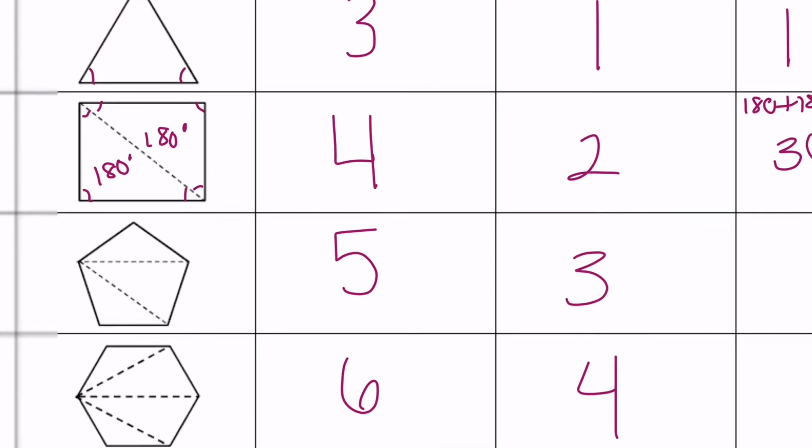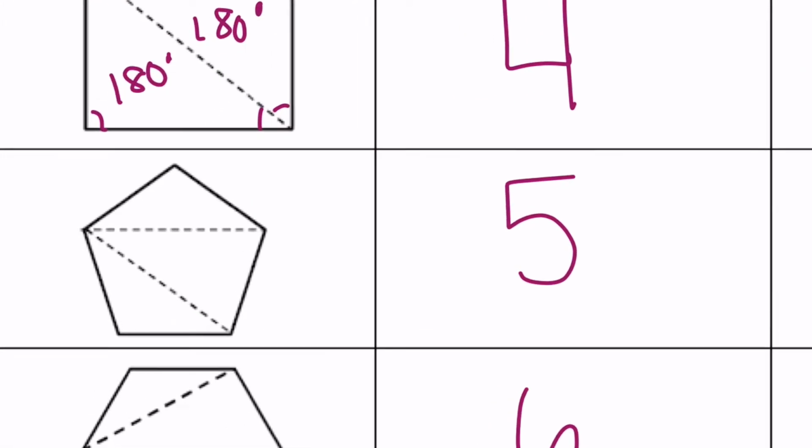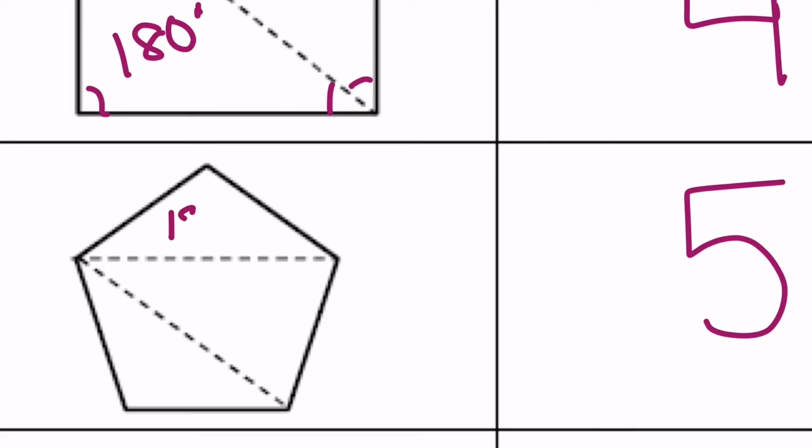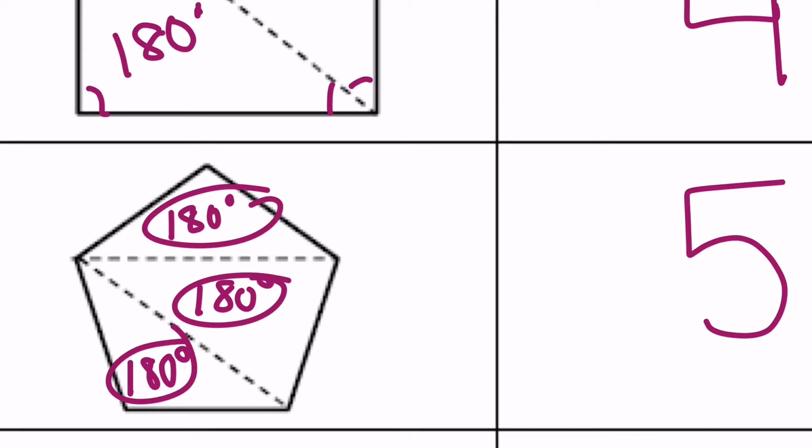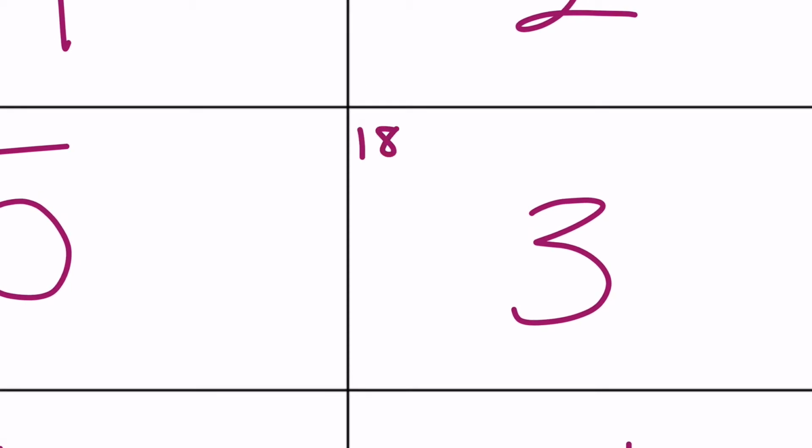So then when I look at a pentagon, since I formed 3 triangles, I know that this triangle has an interior angle sum of 180, this one has an interior angle sum of 180, and this one also is 180. So to find the total interior angle sum of this pentagon, I add all 3 of those together. Or it's the same as taking 180 times 3.